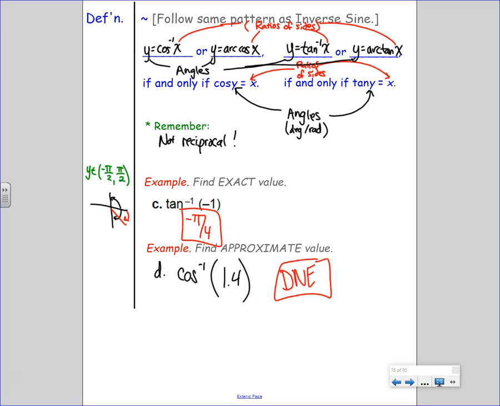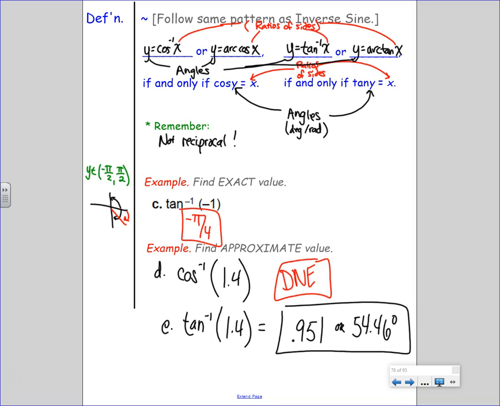But what if I was to ask you for tangent inverse? Can it be bigger than 1? Yes. It goes to infinity and beyond, so it can be whatever you want it to be. So, who's plugged that in here? Second tangent. Whoever gets it for me first. 0.9505. I'm guessing that Thomas is in radians. Anybody in degrees? 54.26. Both answers are just as good, as long as they don't tell us which one they want.